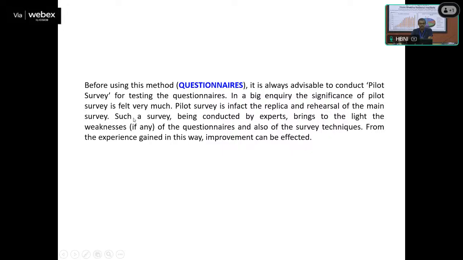So before the actual questionnaire survey, you do a pilot survey, which is a prelude of your main survey. What are the advantages that it brings to light? The weaknesses of the questionnaire and also of the survey technique. If you go to experts, they can tell you about the weaknesses or the ambiguities in the question itself. So the pilot survey is better, so that in the actual survey, you send more relevant questionnaires and to a more relevant population or sampling.